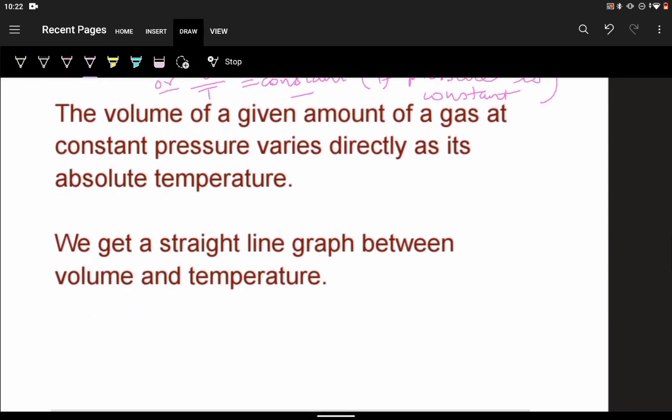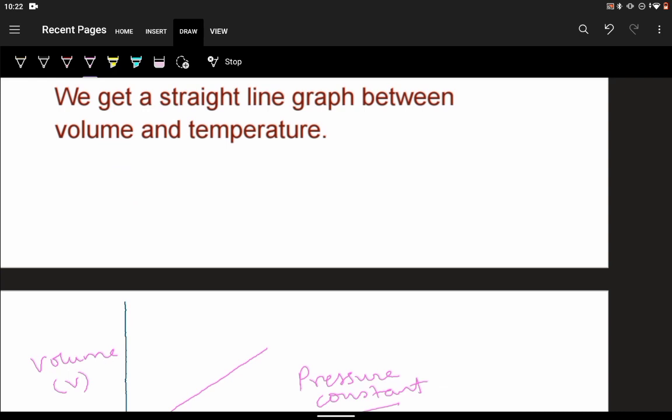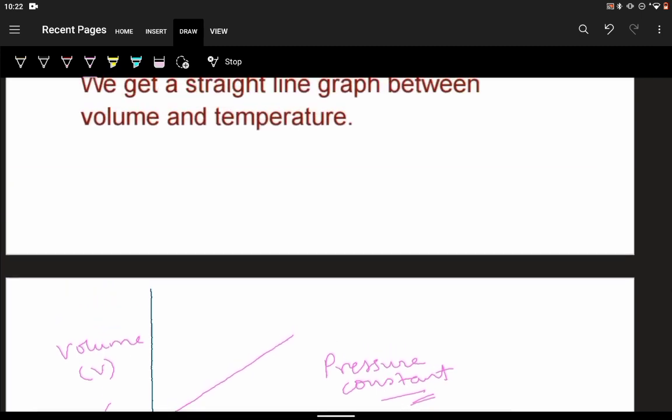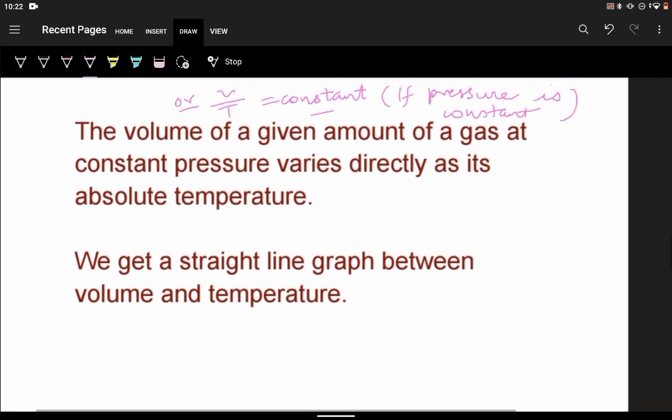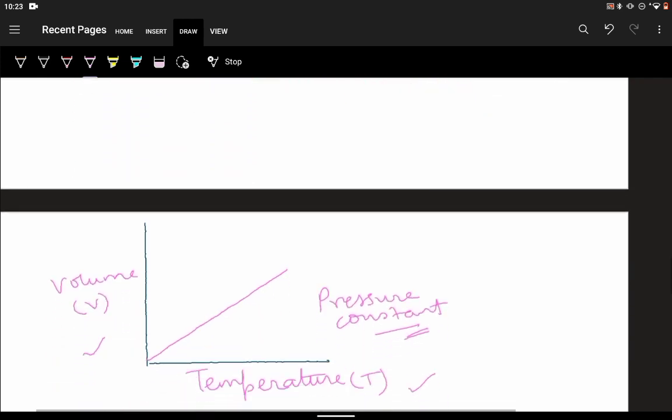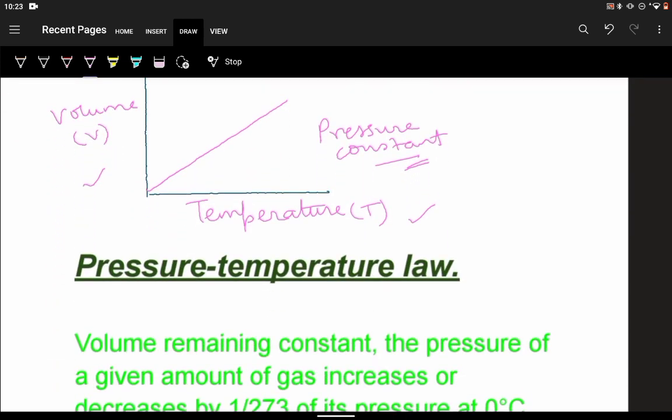So if we want to show it graphically, we will get a straight line graph. If we plot volume and temperature, we will be getting a straight line graph as you see here. Pressure remaining constant, volume versus temperature at constant pressure gives a straight line graph. It is passing through the origin. We get a straight line graph because, as we have just seen, V by T is constant. So if there is an increase in V, there will be a similar increase in T, so that the ratio will be constant. Hence we get a straight line graph.